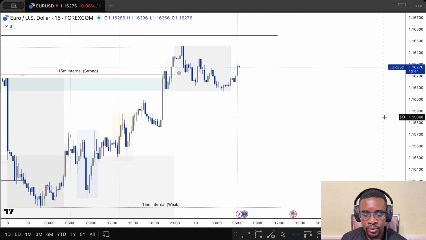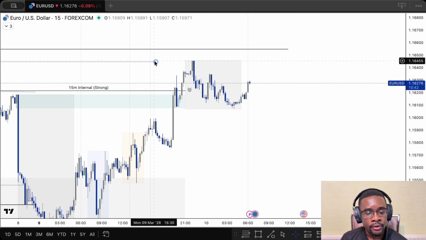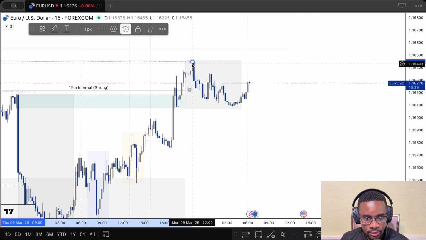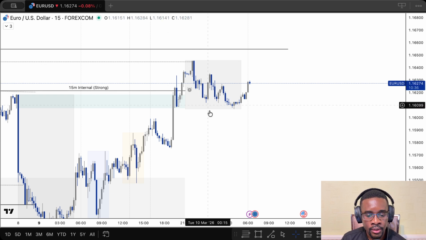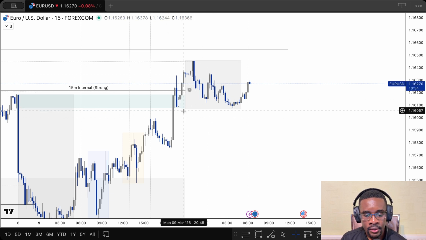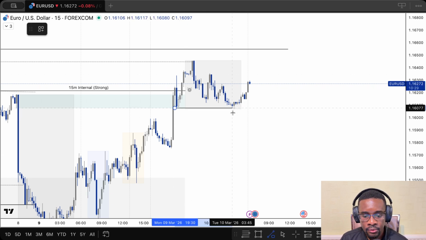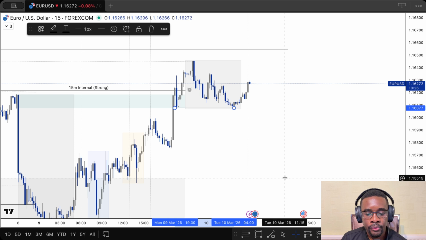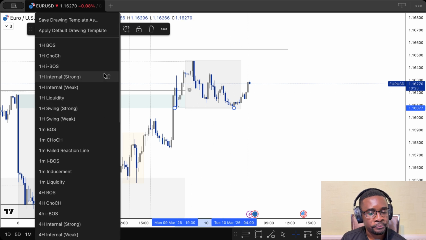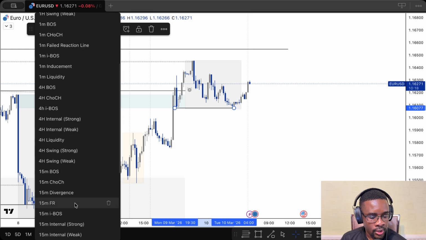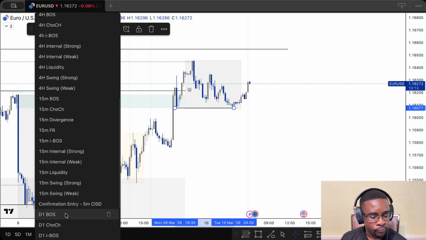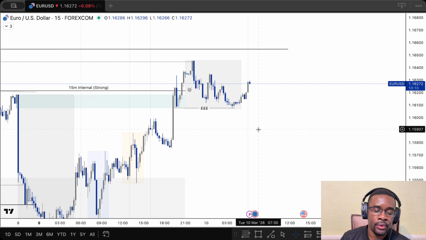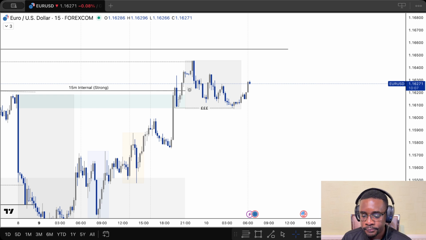Then during Asia, what has happened is we have swept these highs, and then we've had a bearish reaction, and we've pretty much created equal lows. Relatively equal lows. The sweep is not significant, but pretty much we're in a range at the moment. So price could sweep both sides. That's 15M liquidity, so price could sweep both sides of this range.